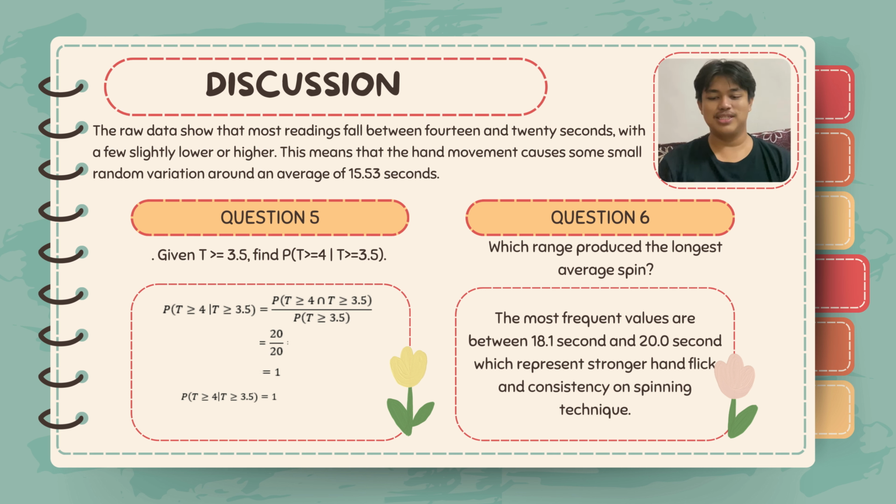Moving on to question 6. Which range produces the longest average spin? Based on our data, the most frequent values are between 18.1 seconds and 20.0 seconds, which represents stronger hand flick and consistency in spinning technique.